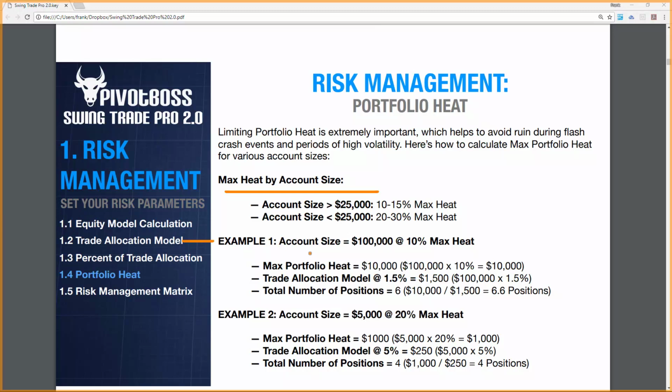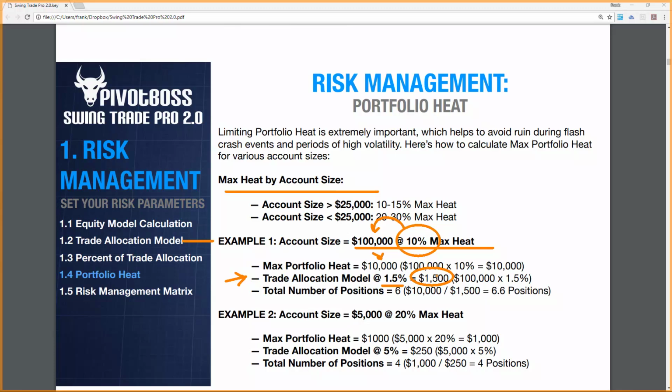So here's an example. For something with 100K at 10% max heat, that's going to be $10,000. And now, you look at that $10,000 as the max amount of this that you can use. Now, if you're using a 1.5% trade allocation model, that means that you can basically use $1,500 per trade.